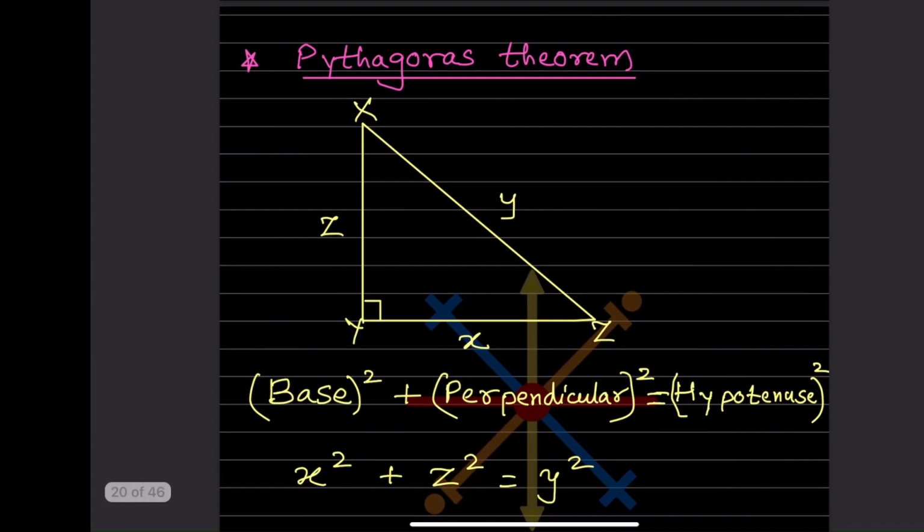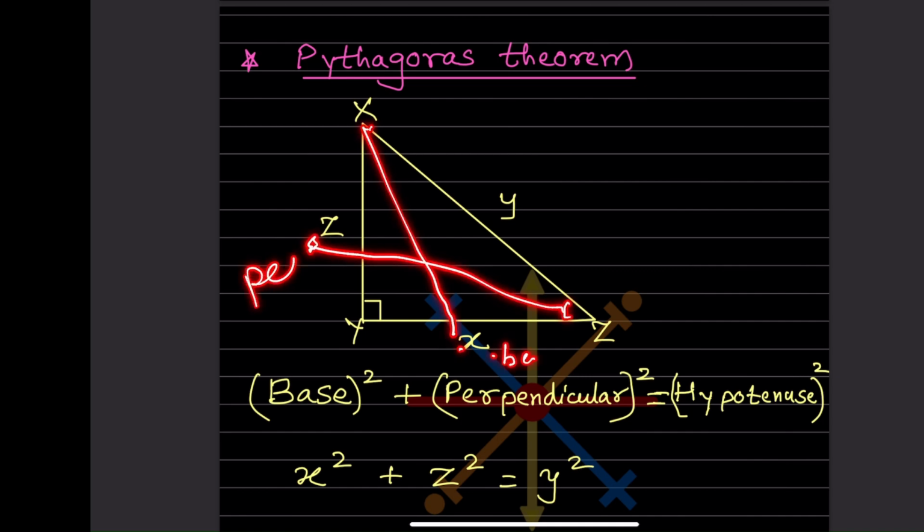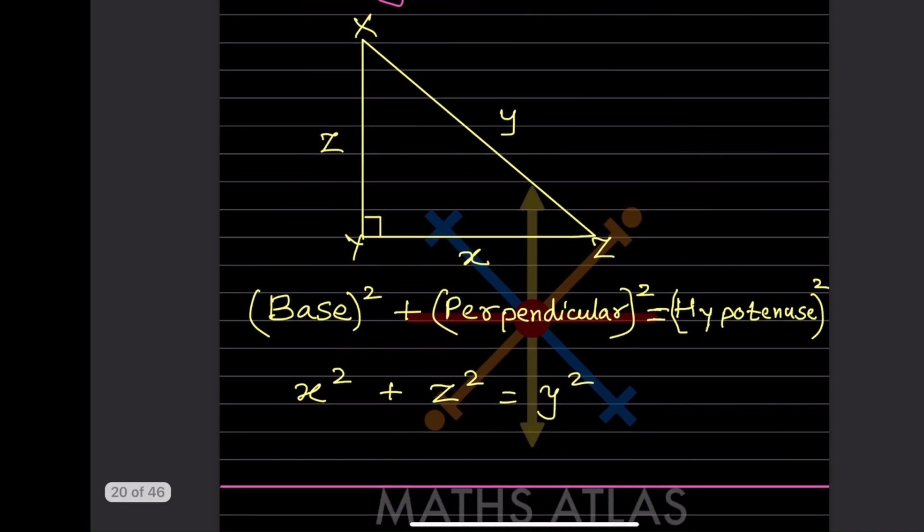Now here is just a simple Pythagoras theorem. Take a triangle with capital X, Y, Z. We can put this side as Y, this as Z, and the opposite of this is X. So this is the base, this is the perpendicular side, and this is the hypotenuse. Base square plus perpendicular square is equal to hypotenuse square, so X square plus Y square equals Z square.